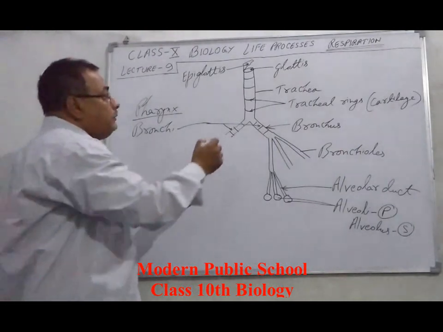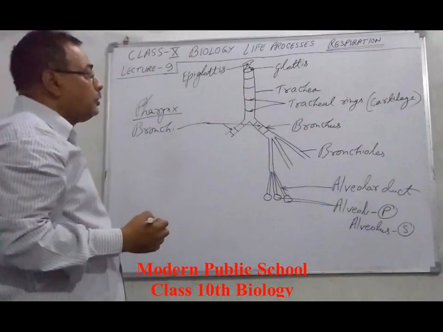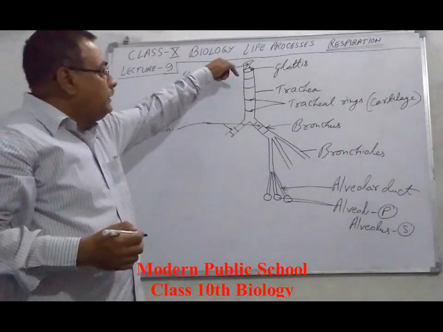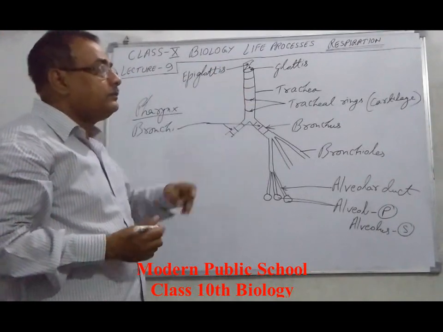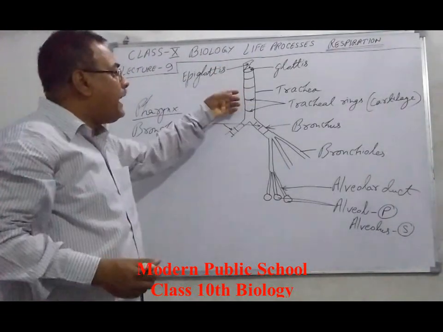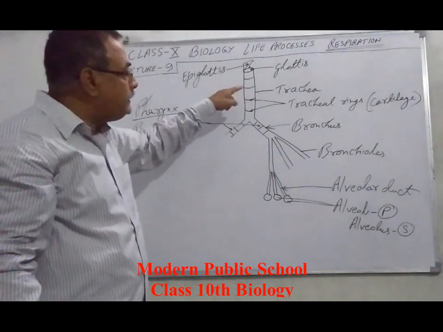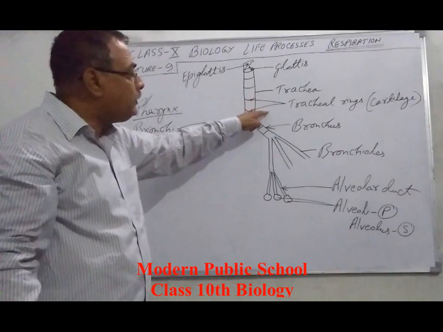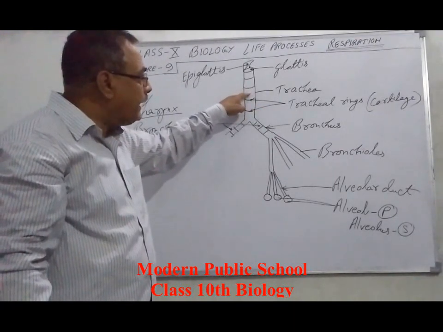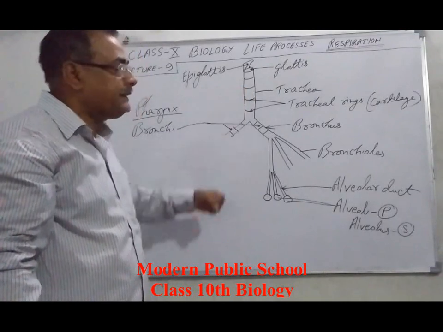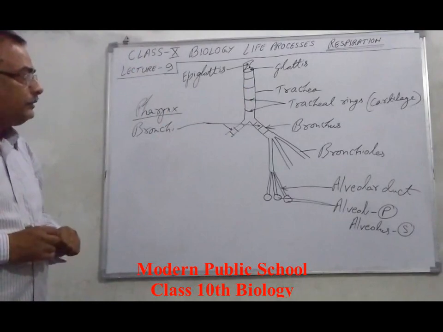What will happen? The air comes inside through the glottis. During inhalation or exhalation, this trachea can't collapse because it is provided with tracheal rings. ये tracheal rings trachea को collapse करने से बचाता है. It prevents collapsing of the trachea.